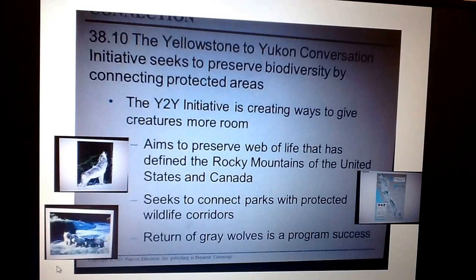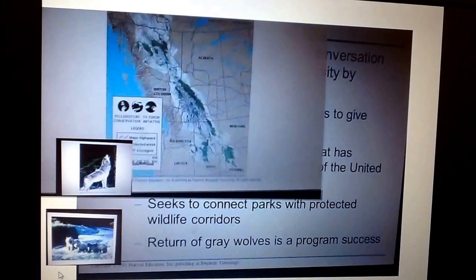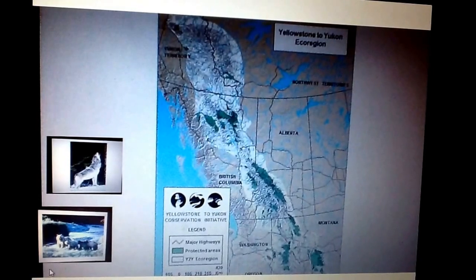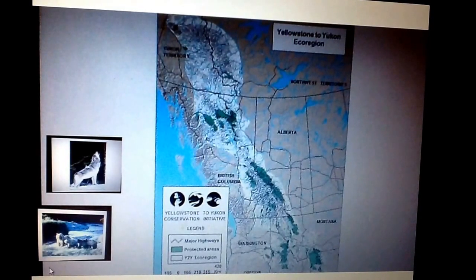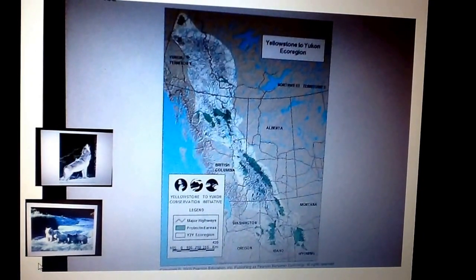Another example is what's called conservation initiatives, and this is a really cool idea. So what Yellowstone wanted to do, they wanted to give the big animals that need to roam more space, not just the Yellowstone Park. So what they did was Yellowstone and the Yukon eco area got together and said, look, we already have all of these protected areas. Why don't we combine all of these protected areas and not establish anything within the regions so that animals can migrate all the way up from Canada and down all the way through Montana and Wyoming and Idaho.